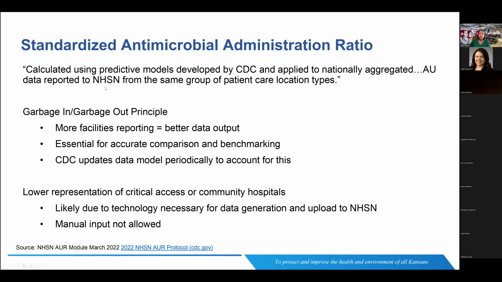I think the last time that it was re-baselined was, I'm trying to remember, 2017. So we're probably due for a reevaluation of that predictive model. And they'll continue to refine it based on the number of sites that are presenting. So this is like any good mathematical model: garbage in equals garbage out.